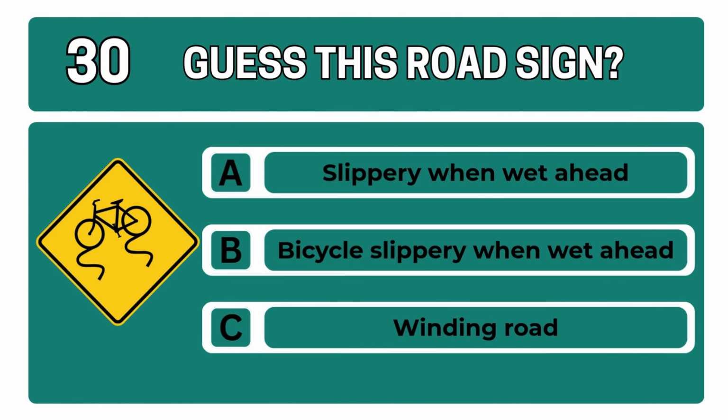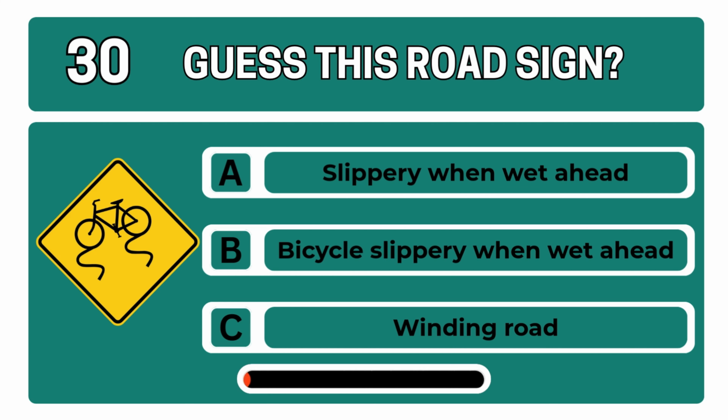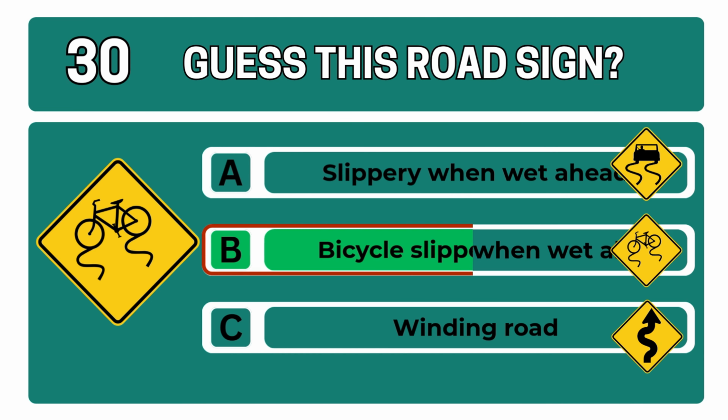Question 30. Guess this road sign. A. Slippery when wet ahead. B. Bicycle slippery when wet. C. Winding road. The answer is B. Bicycle slippery when wet.